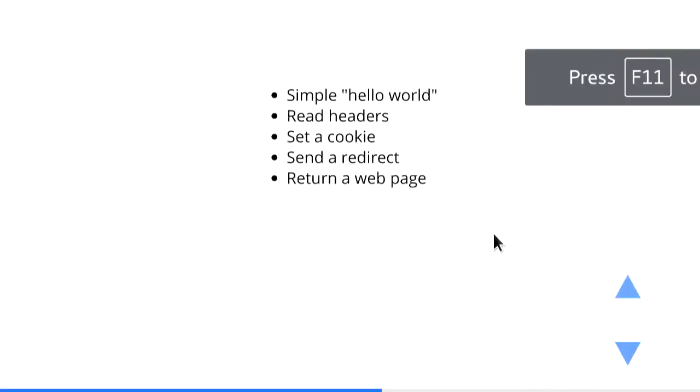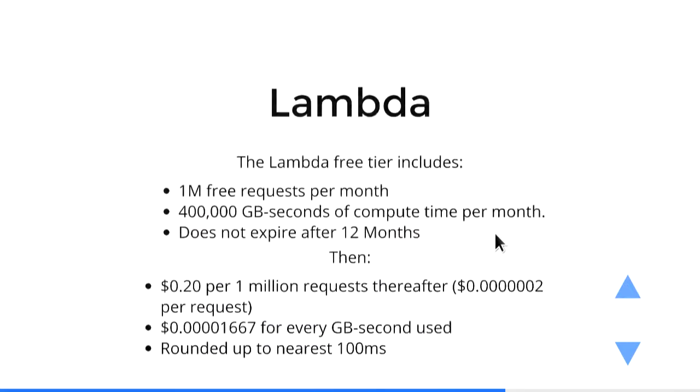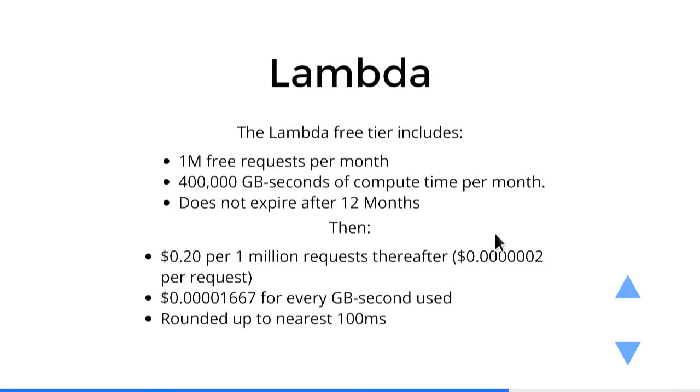So, what does it cost? Well, Lambda free tier includes 1 million free requests a month. 400 gigabyte seconds of compute time. So what happens is the amount of memory you allocate to the Lambda multiplied by the time it runs for is your gigabyte seconds. 400,000 gigabyte seconds is quite a lot. But they round up all your time usage to the nearest 100 milliseconds.